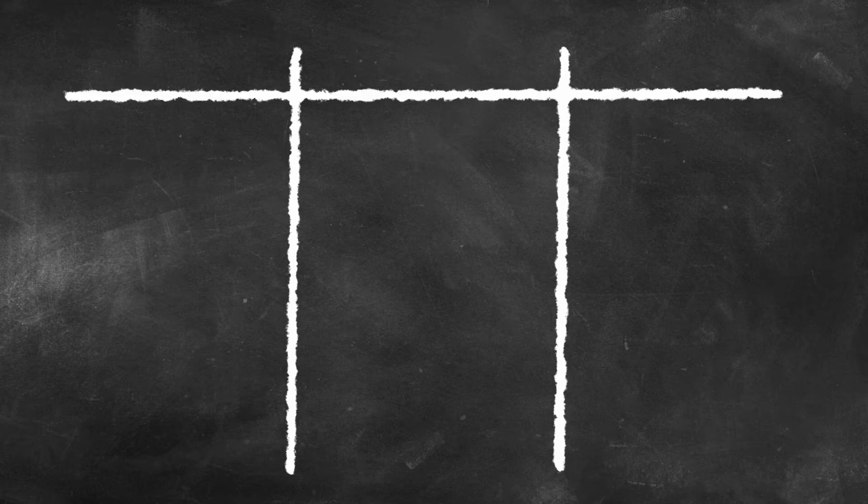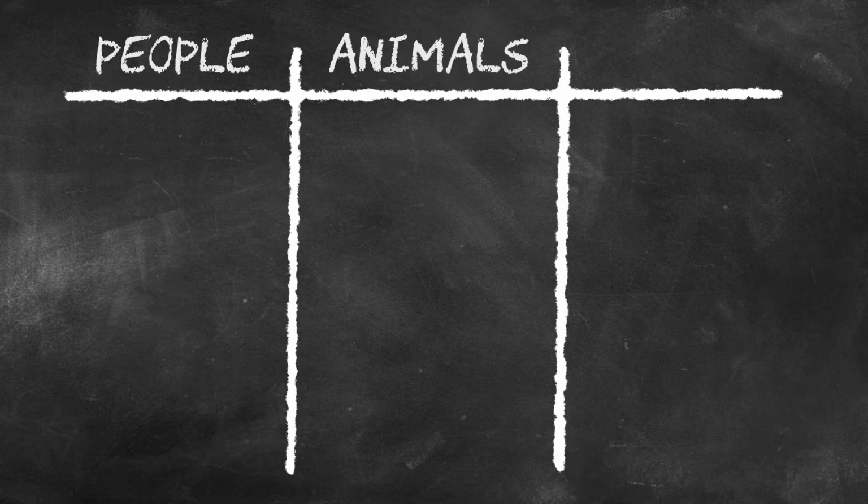Now that we know that a character can be a person, an animal, or even an object, it's time for us to brainstorm. Brainstorming is a way to get all of those ideas out of your head and onto the page. So I want you to start with that piece of paper in front of you. Now make 3 columns, just like this. At the top of the first column, write people. The second, write animals. And the third, write objects.